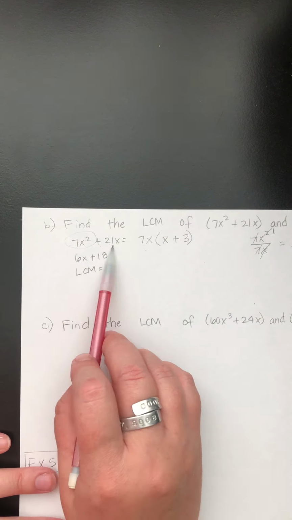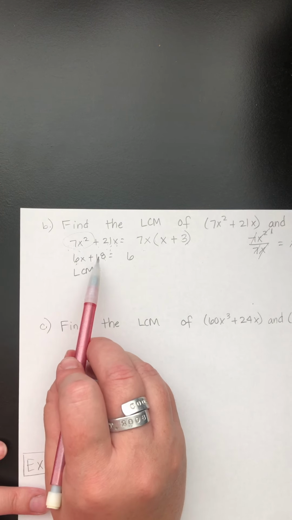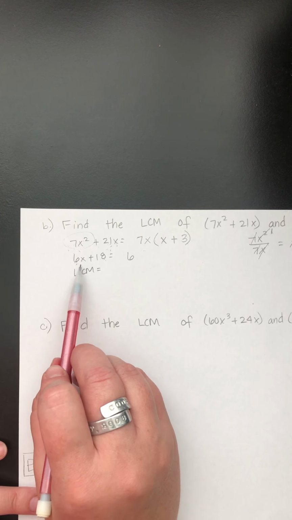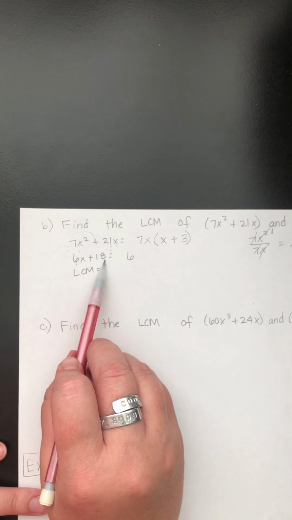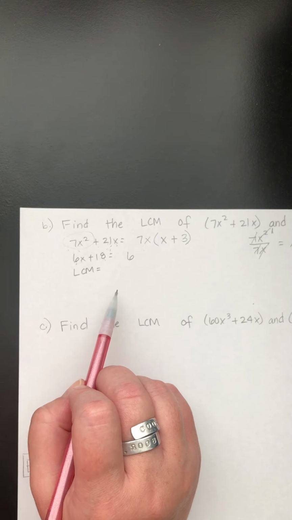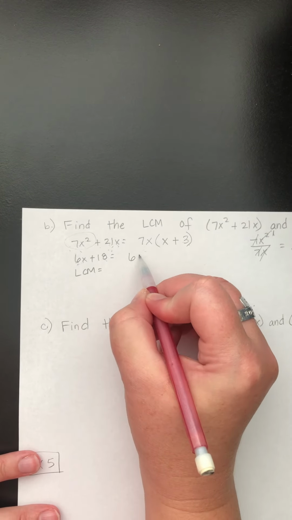So same thing here, 6x plus 18. 6 can go into both of these numbers. 6 goes into itself, and we'll figure that out, but it can go into both numbers. 18 divided by 6 is 3. Now x, there's an x here but not here. So what we're going to factor out is just 6.